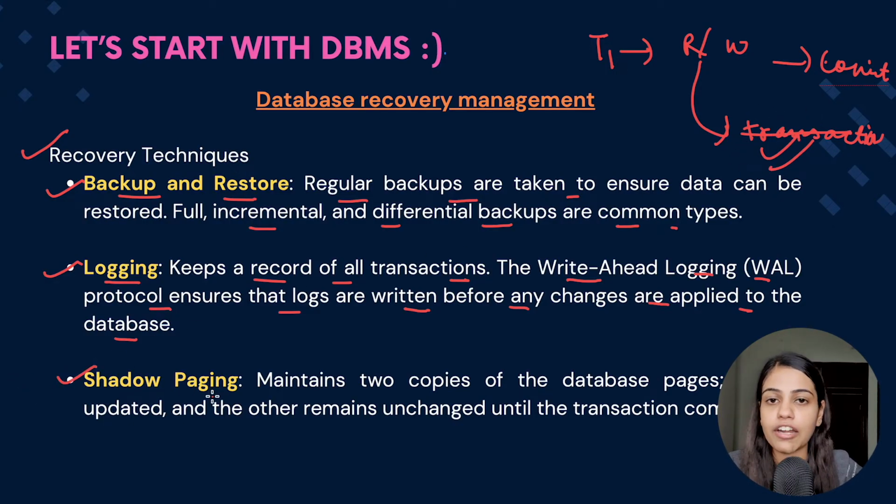Now the third one is shadow paging. So what is shadow paging? It maintains two copies of the database pages. One is the updated one and the other remains unchanged until the transaction commits.